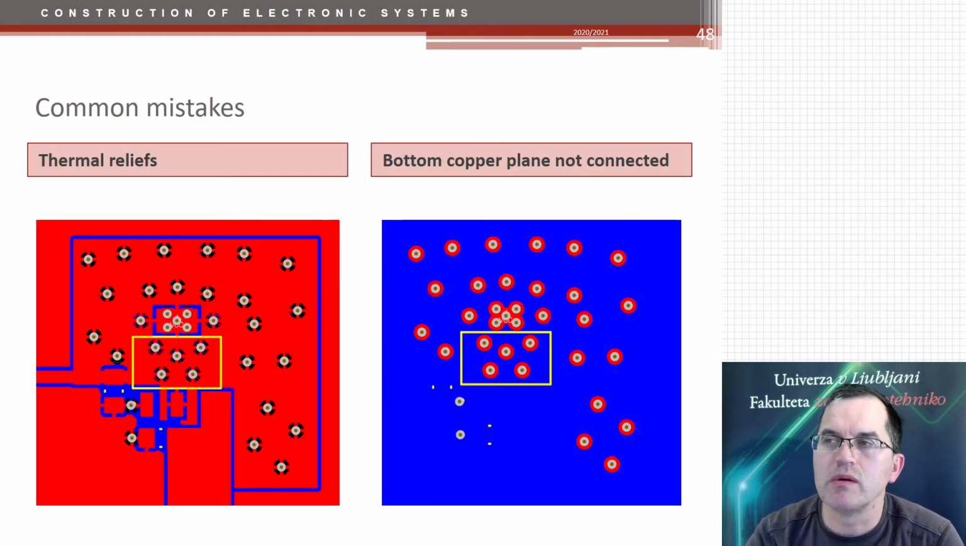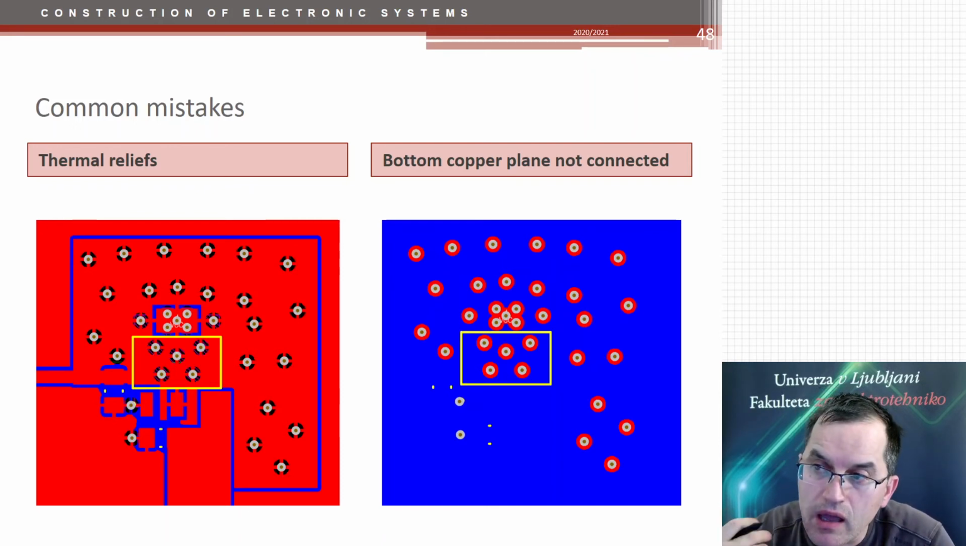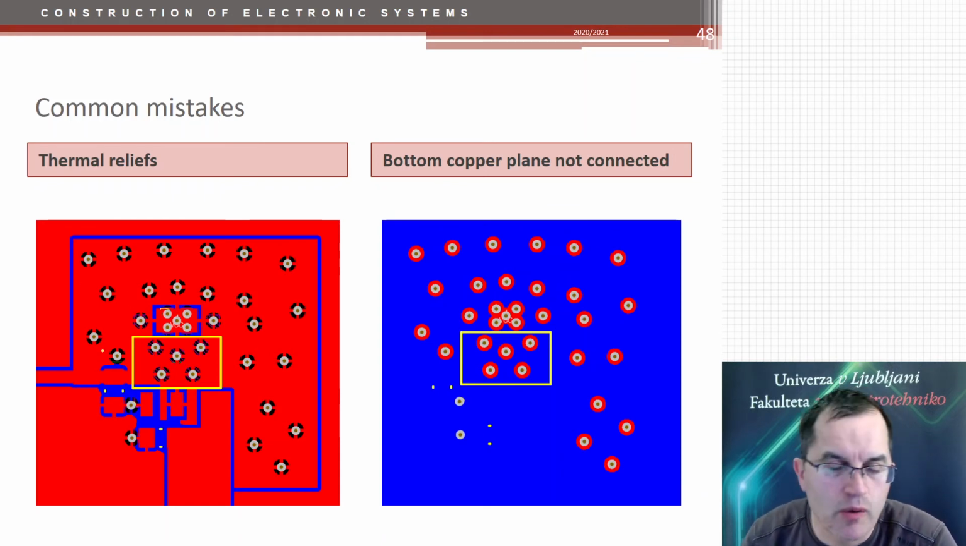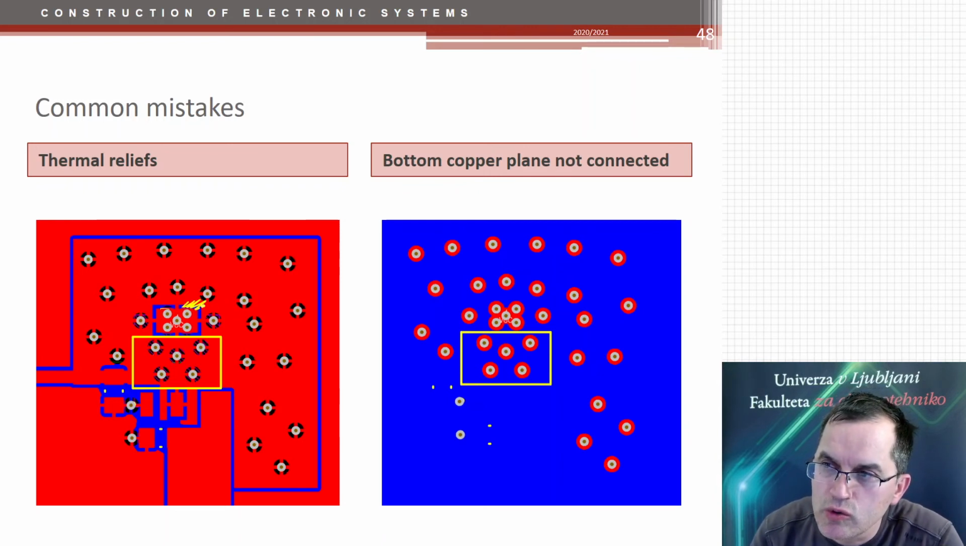What are the most common mistakes? Well, you can use thermal reliefs, which are good if you want to have a good soldering yield. But for thermal wires and thermal pads, don't use thermal reliefs, because you get rid of all the advantages that copper can give you in thermal conductivity. So here, do not use thermal reliefs either around thermal wires or around thermal pads.